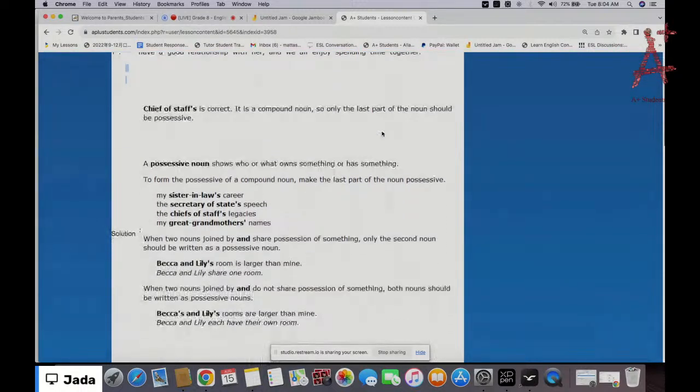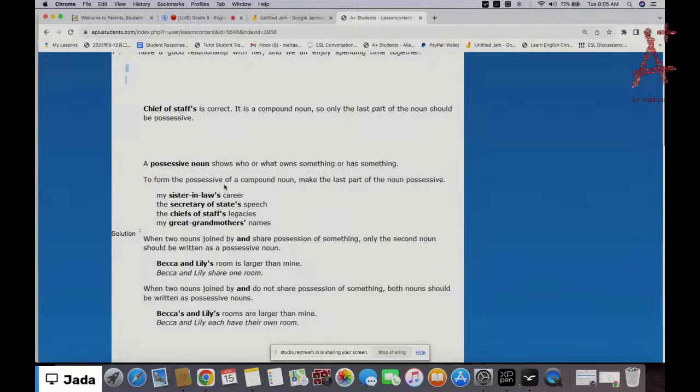Now, a possessive noun shows who or what owns something or has something. It's just like when you say possession, showing that I'm the owner of this, I have this, it's my own. A possessive noun is the same thing, showing that you have something and it's yours.